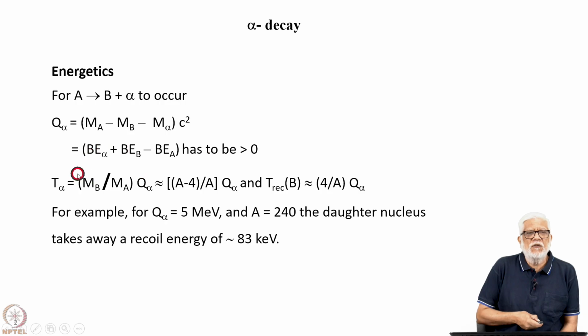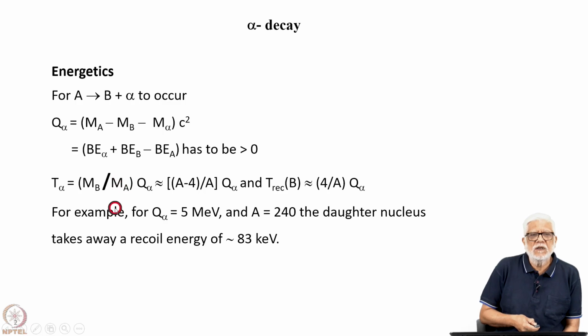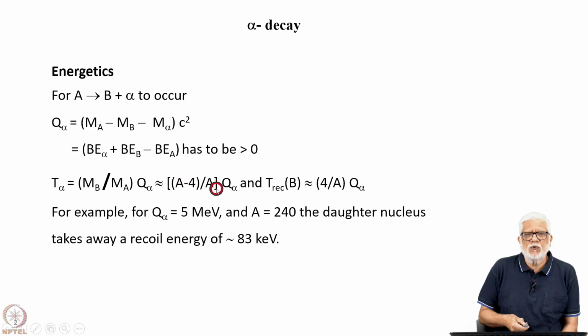The kinetic energy of the alpha particle is given by the Q value for alpha decay, which is typically between 4 and 8 or 9 MeV or so, times the ratio of the mass of B divided by the mass of A. Yes, this is right. T alpha is just the ratio of M_B by M_A times Q alpha, and this is approximately (A minus 4) by A. Assuming that the binding energies for A and A minus 4 are similar, this is just this ratio, which is of course close to Q alpha.